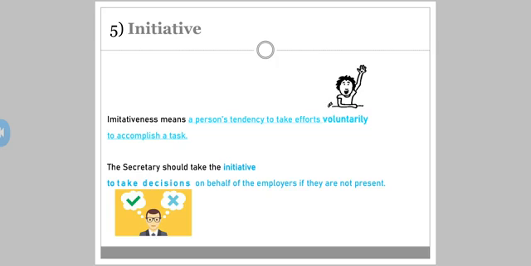The secretary should take initiative to take decisions on behalf of the employees if they are not present. When the employees are not present in an organization, the secretary should come forward and take the decisions on their behalf. This is known as taking initiative.